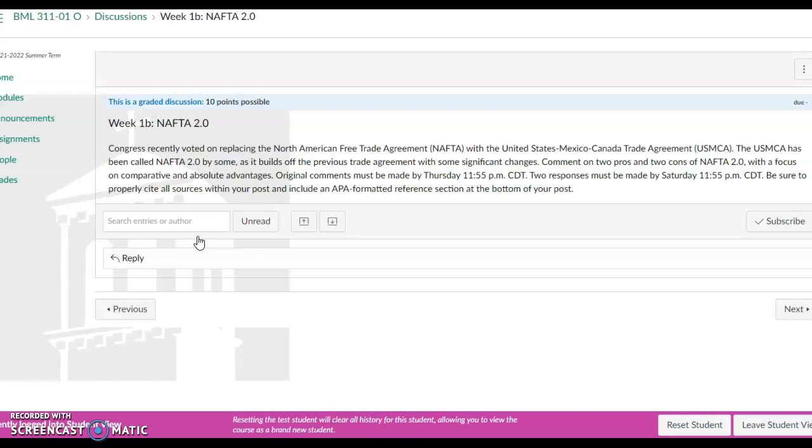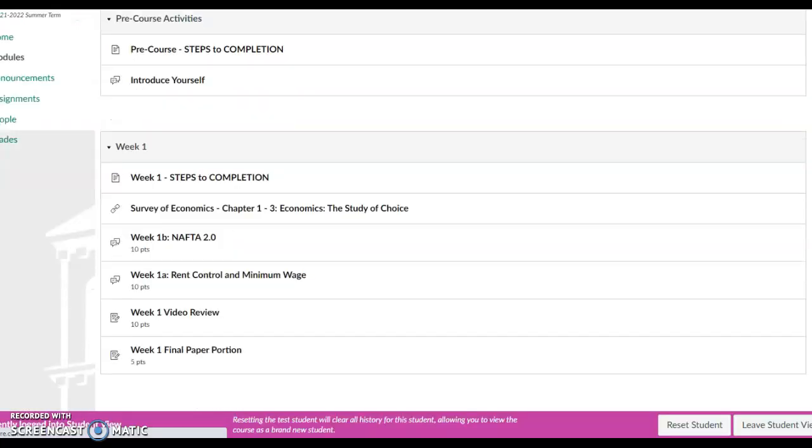So, one of the things that we'll be doing with these weekly discussion questions, I will be engaging with the class. So what do you need to do? First thing you need to do is submit your initial response. It's due by Thursday. You see the date there. With 2 substantive responses due on Saturday, meaning that you're going to respond back to at least 2 of your peers.